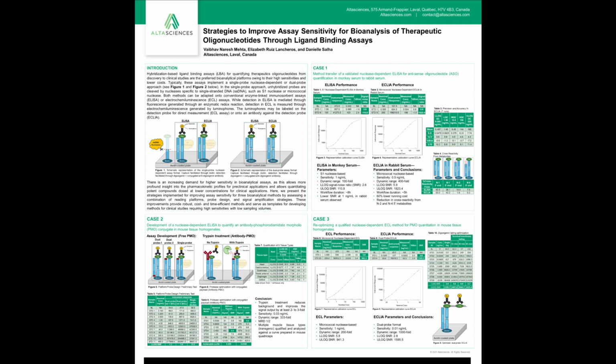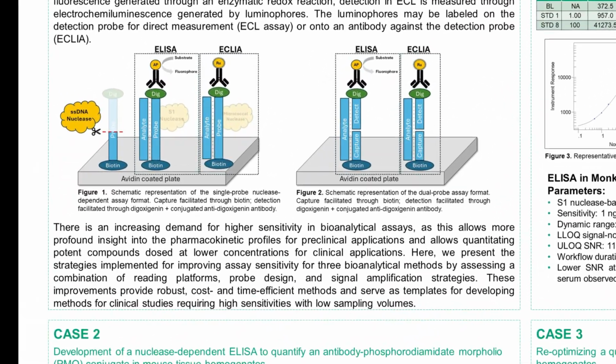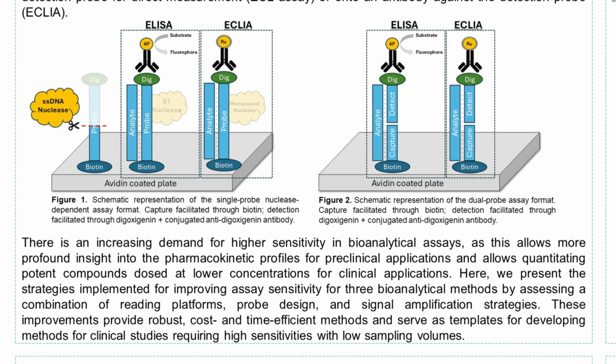Hybridization-based ligand binding assays are the preferred bioanalytical platforms from discovery to the clinical phases owing to their inherently higher sensitivities and lower operational costs. As depicted in Figures 1 and 2, typical ligand binding assays for oligonucleotide analytes implement either a single probe nuclease-dependent approach or a dual probe approach. Both approaches are applicable to the conventional formats of enzyme-linked immunosorbent assays, ELISAs, or electrochemiluminescence, ECL-based assays.